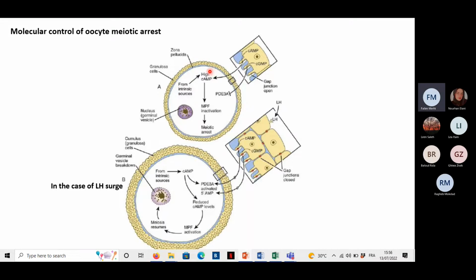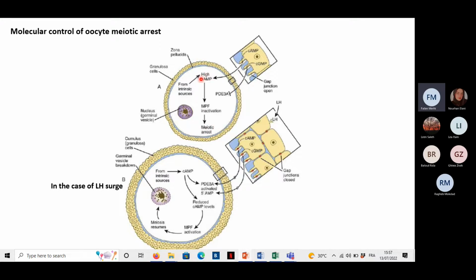And those high levels of cyclic AMP, if they are maintained, will lead to the inactivation of a factor called the maturation promoting factor. When this factor is inactive, we will have an arrest of the cells in meiosis 1, more specifically in the prophase of meiosis 1.